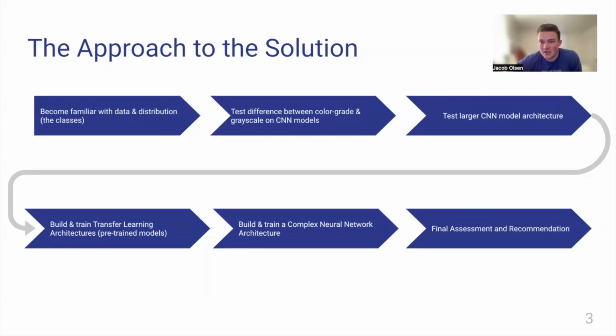I tested a basic convolutional neural network and compared color versus grayscale, and moved on to a slightly larger CNN architecture to see how that impacted performance. Then I looked at transfer learning architecture, so pre-trained models trained on other foreign data, and we're going to bring it into our ecosystem, so to speak, and see how it performs being trained with our data. The last model that I experimented with was a more complex neural network architecture that included 5 blocks or layers, and then I'll provide a final assessment and recommendation.